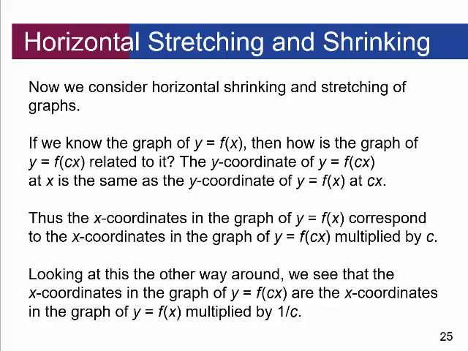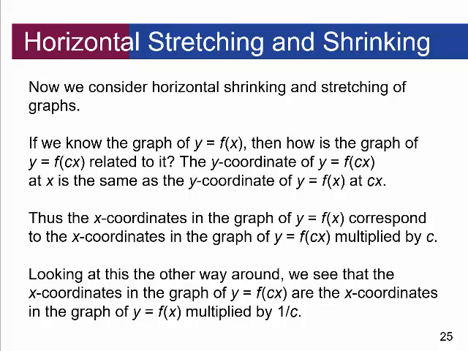The y-coordinate of y equals f of c of x at x is the same as the y-coordinate of y equals f of x at this new value c of x. Thus, the x-coordinate in the graph corresponds to the x-coordinate in the graph of this new function, just multiplied by c. Looking at this the other way, the x-coordinates of the graph of y equals f of c of x are the x-coordinates of the graph of y equals f of x just multiplied by 1/c.